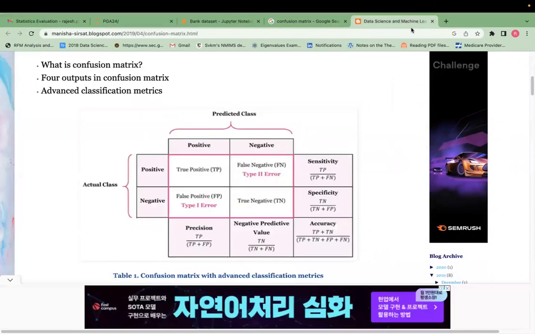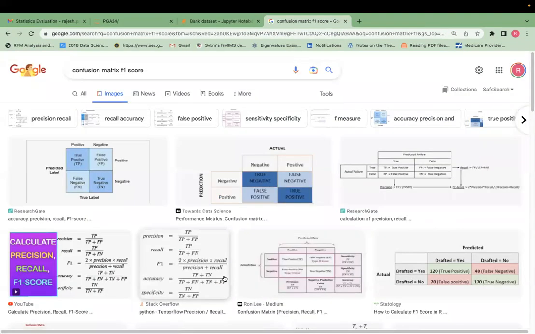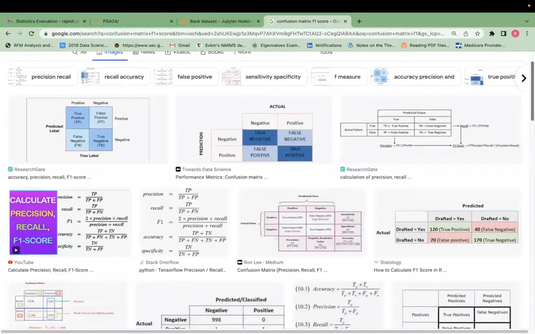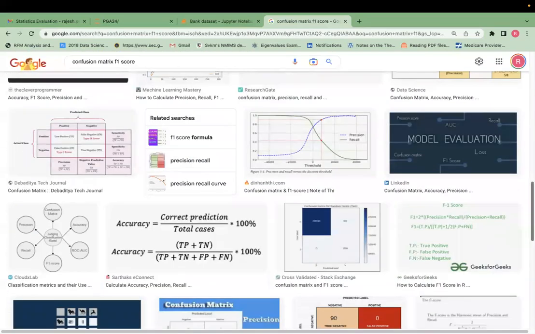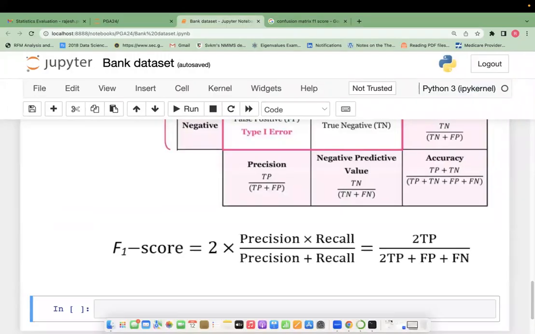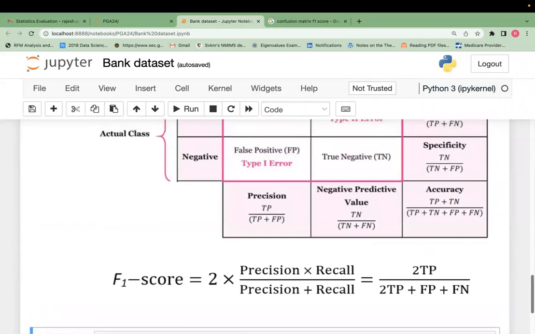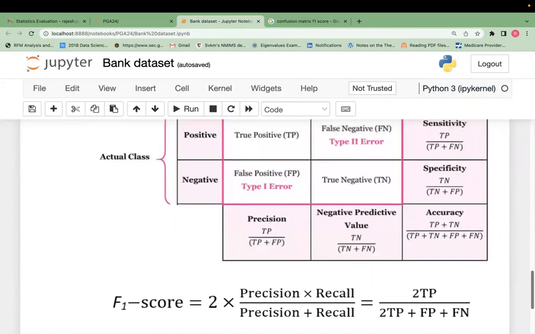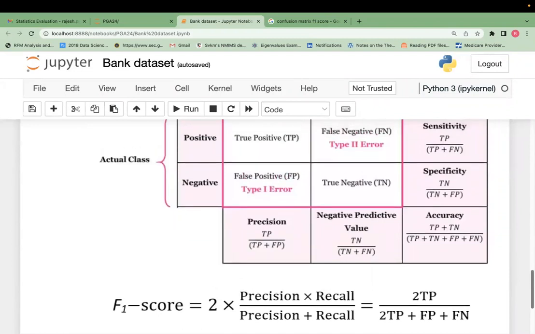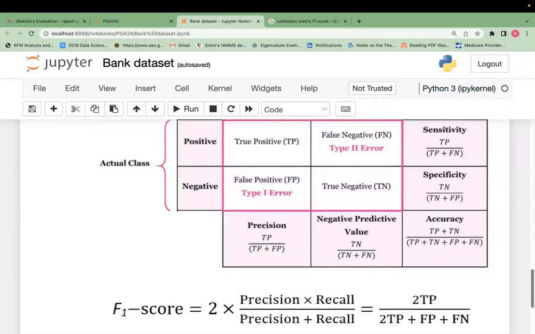And one more important metric is the F1 score. These days, one of the most important metrics is the F1 score. F1 score is 2 into precision into recall divided by precision plus recall, or 2 into true positive divided by 2 into true positive plus false positive plus false negative. Recall is nothing but sensitivity.